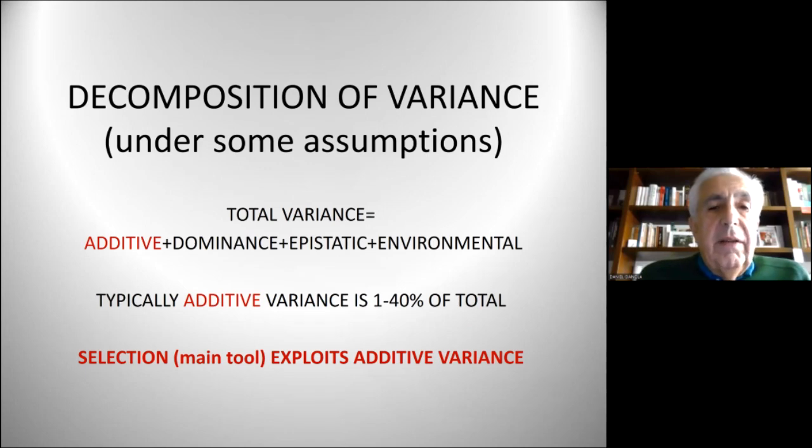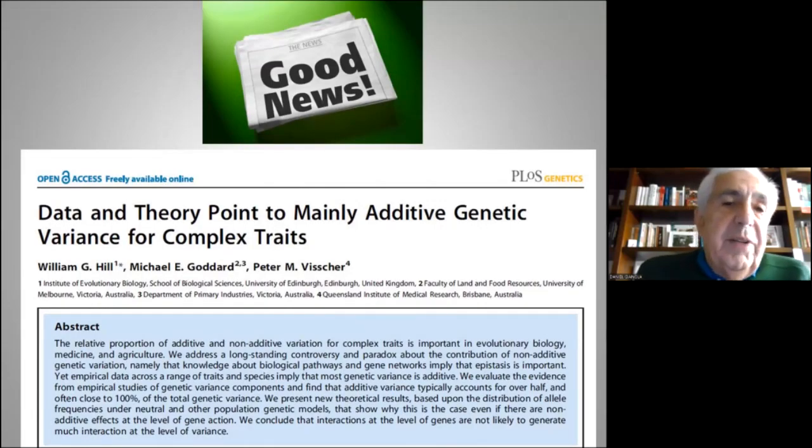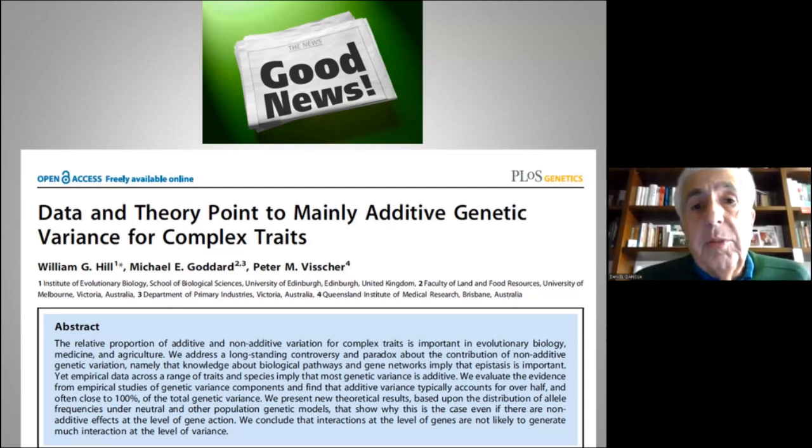And we call these, from a genetic perspective, additive or dominance, and epistasis, which involves interactions between genes, and environmental. Selection exploits mostly additive variance, and additive variance for most traits is between 1 to 40%. Lowly heritable traits are notoriously those related to the reproductive complex. Now, more recently, many more years after, it became clear on theoretical and empirical grounds that most of the variance that is generated in a population is of an additive nature, which is really good news because it tells us that selection should work, and we know it works.